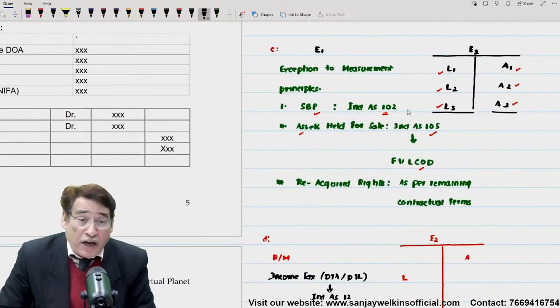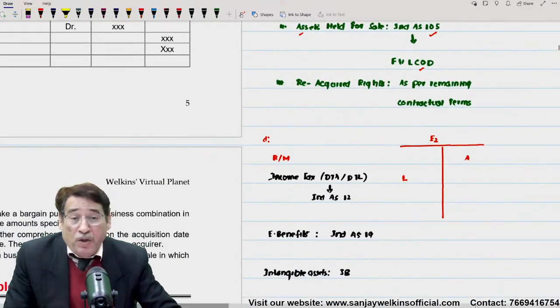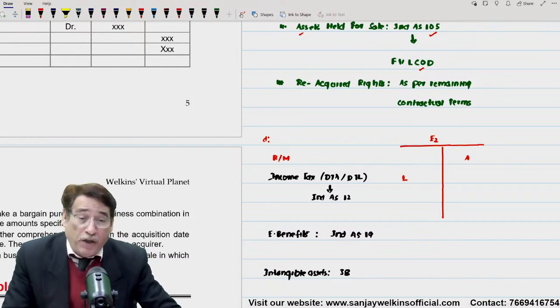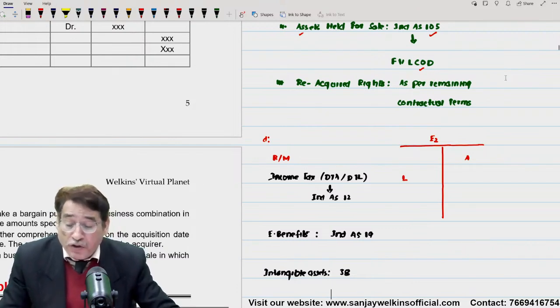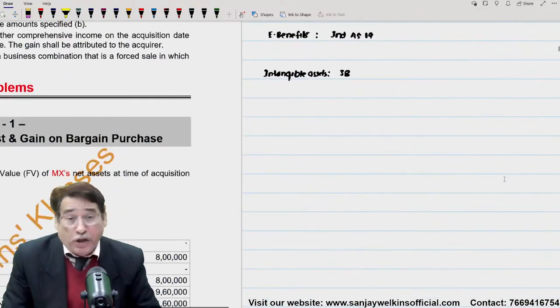Share-based payment, asset held for sale, and reacquired rights. And what are the exceptions to recognition and measurement principles? Income tax liability, employee benefit expenses, and, as I told you, what we call intangible assets. So these are the things which we have to take into account. Is it clear to you? This is your second step. So the second step is pretty vital.